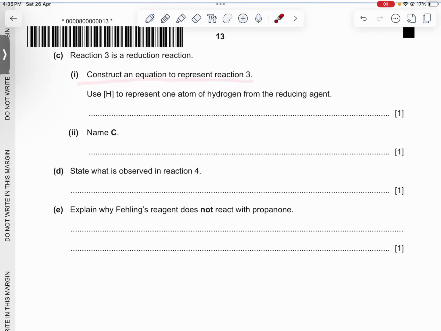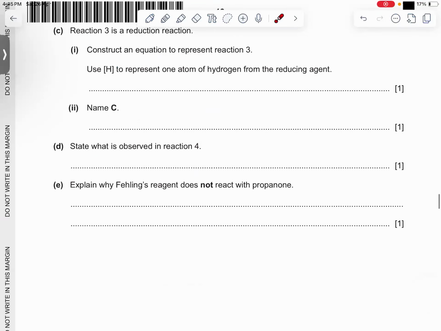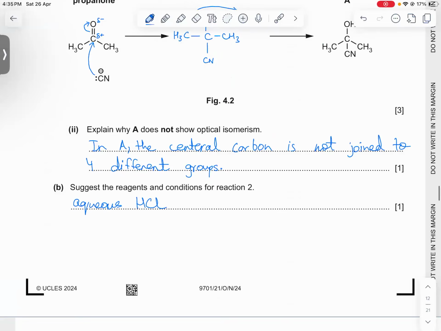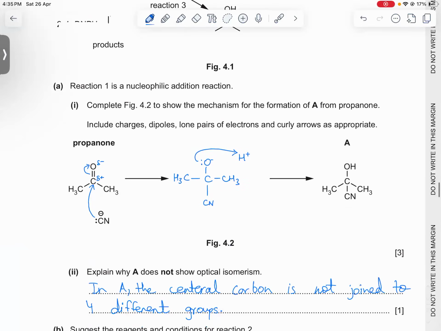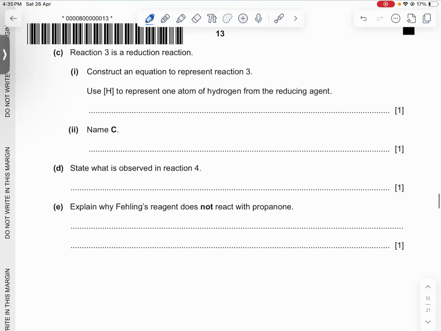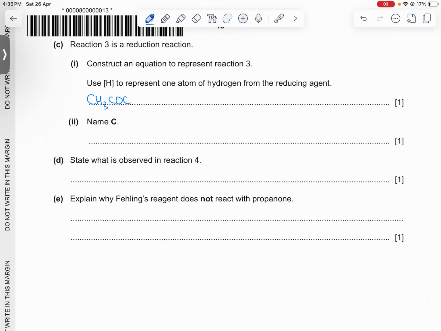Construct an equation to represent reaction 3. All right, so we want to construct an equation to represent reaction 3. What is reaction 3? Reaction 3 produces the alcohol. So we write CH3COCH3 plus H, it produces. And you should know that we also need a water molecule. I believe we need a water molecule as well. Or do we not need a water molecule? We just need this and an arrow.